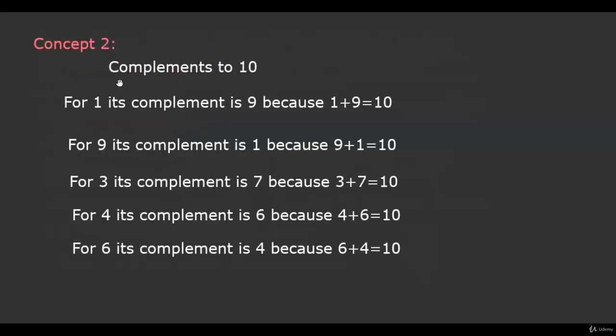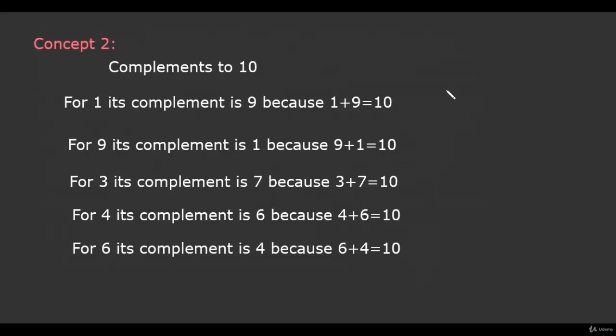And now the concept of complements to 10. For 1, the number which when added to 1 makes it 10 is called the complement number. For 1, its complement number is 9 because 9 plus 1 makes it 10. Similarly for 9, if we add 1 to it, it becomes 10. 1 is its complement. For 3, 7 is its complement because when 7 is added to 3, it becomes 10. Similarly for 4, 6 is the complement. For 6, 4 is its complement.